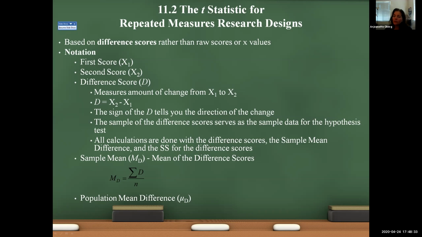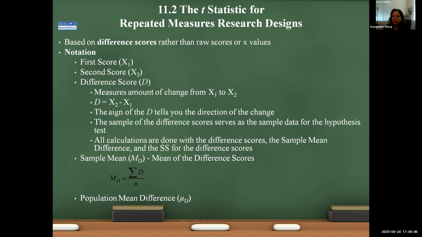So we would use X as our symbol for our raw score. We have 2 X's. We have the raw score for the first measurement, the raw score for the second measurement, and then our difference score, okay? Now, this isn't necessarily participant X, this is raw score, okay? It can be participant 1, 2, 3, 4, however you want to label them, okay? So we're looking at how much change occurs from measurement 1 to measurement 2. So what is the difference between measurement 2 and measurement 1? Did scores increase? Did they decrease, right?